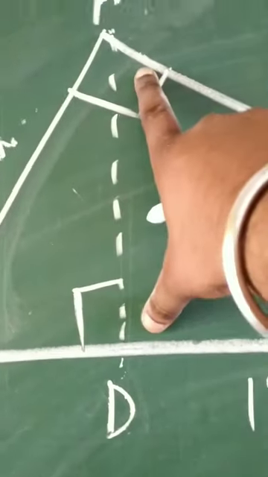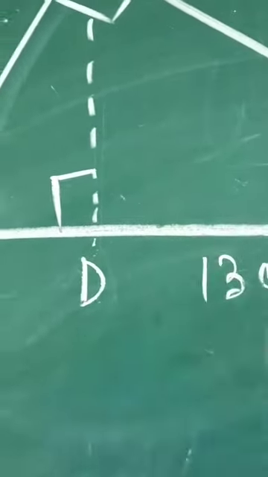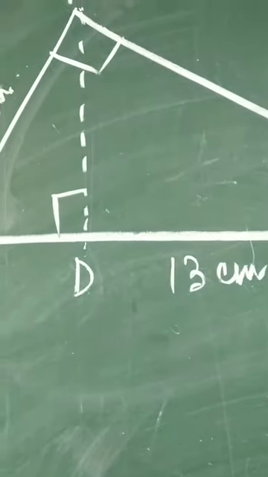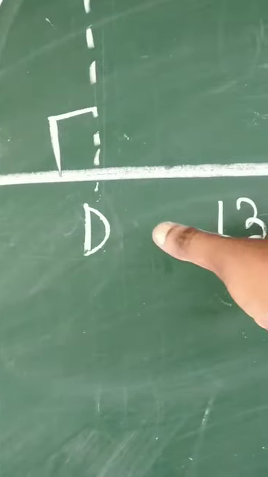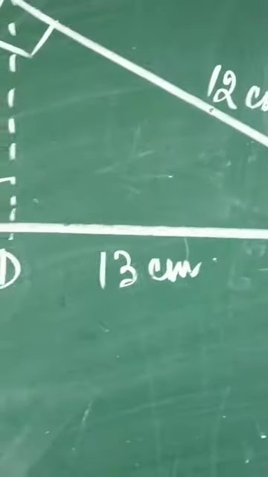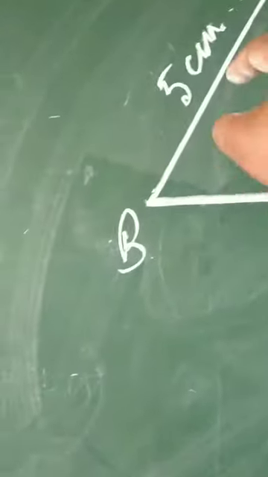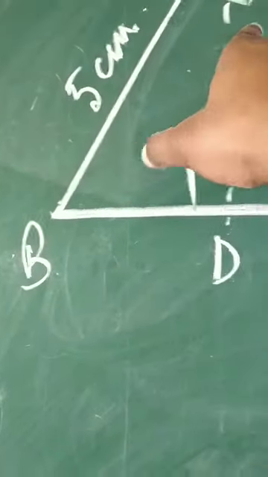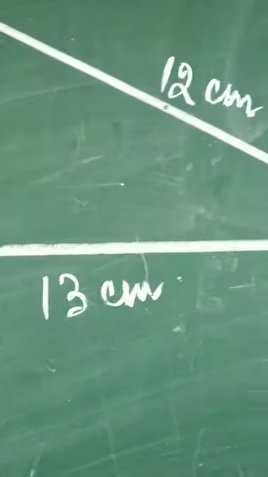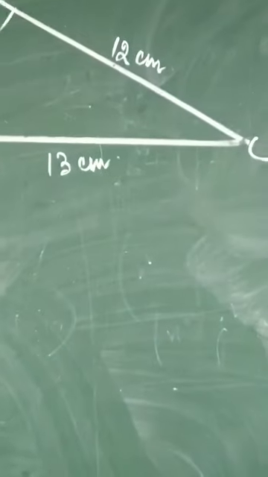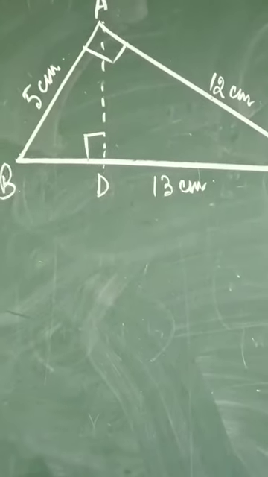This is AD, the height of this triangle, perpendicular on the side BC, in which the measure of side AB is 5 centimeter, the measure of side BC is 13 centimeter, and the measure of side AC is 12 centimeter. So children, the measures of all three sides are given. Now we have to find the area of this triangle.